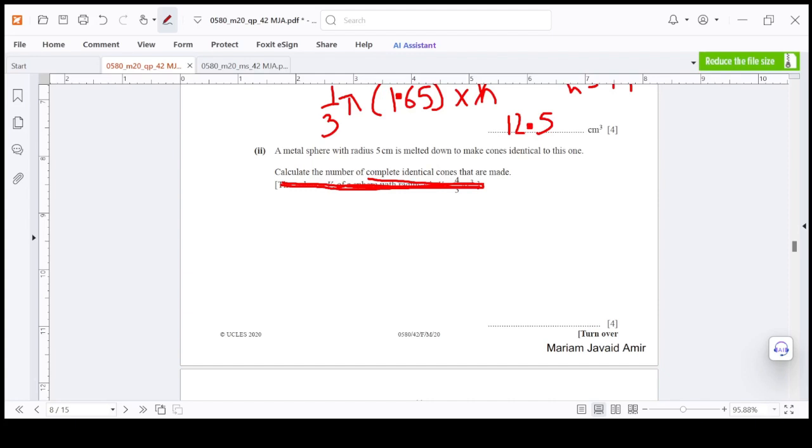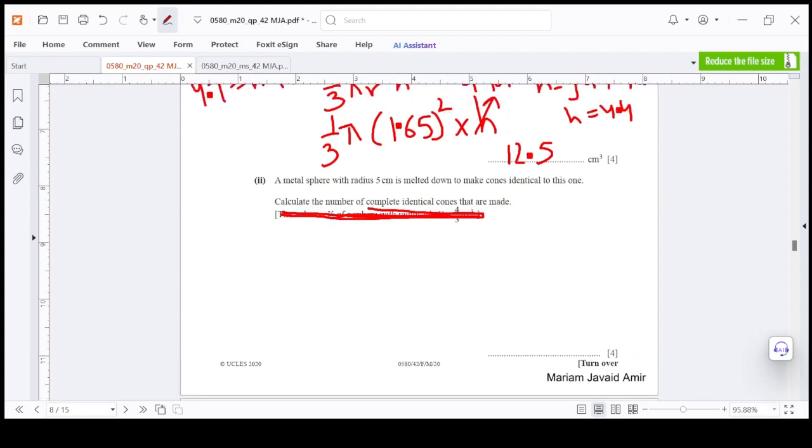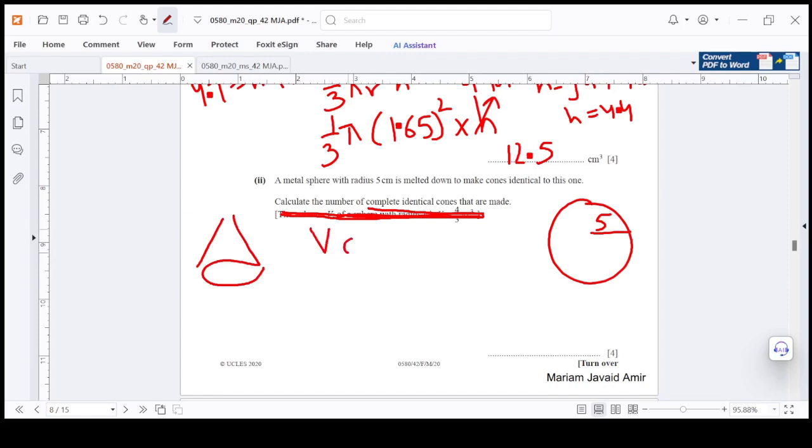Anyway, a metal sphere with radius 5 centimeters is melted down to make cones identical to this one. Calculate the number of complete identical cones that are made. Okay, let me reread the question. Metal sphere has a radius of 5 and it's melted down to make cones identical to this one. So you need to make cones that we just got. It's going to be the volume of this sphere upon the volume of one cone. That's how many cones can be made.